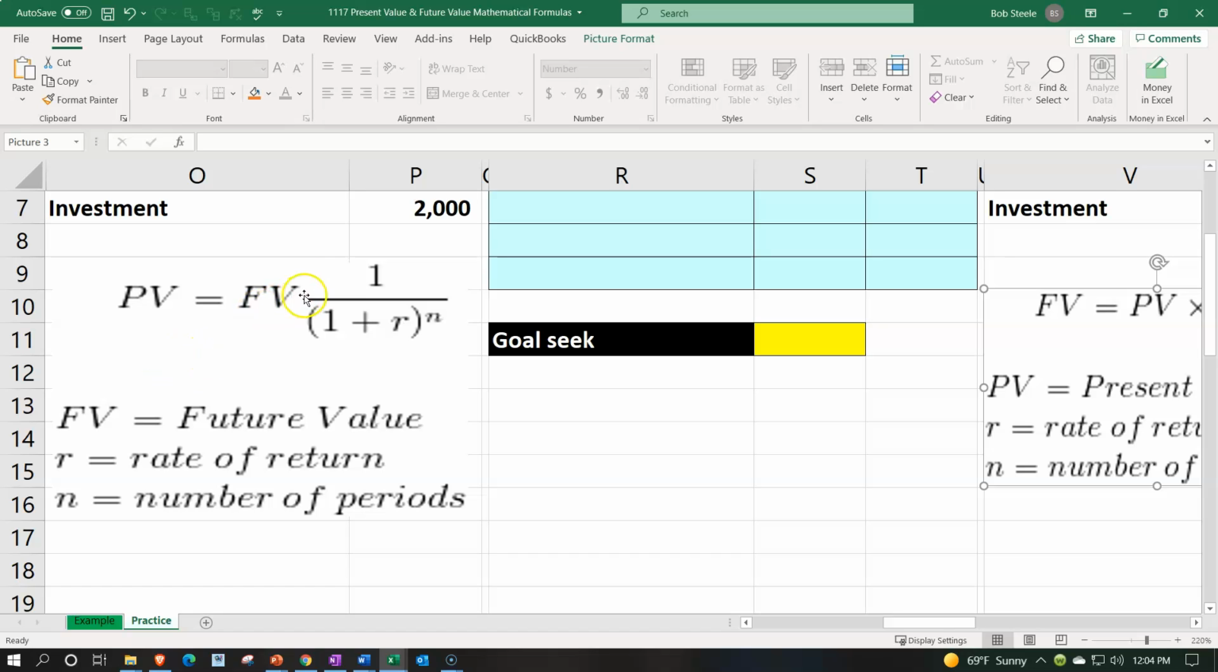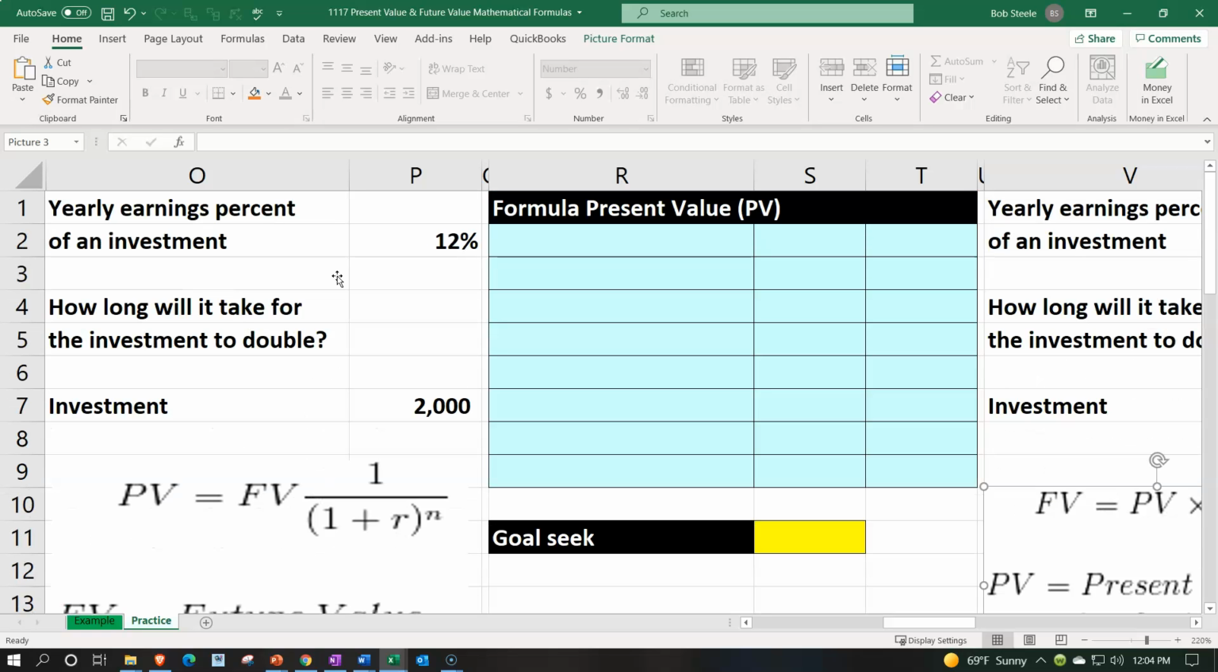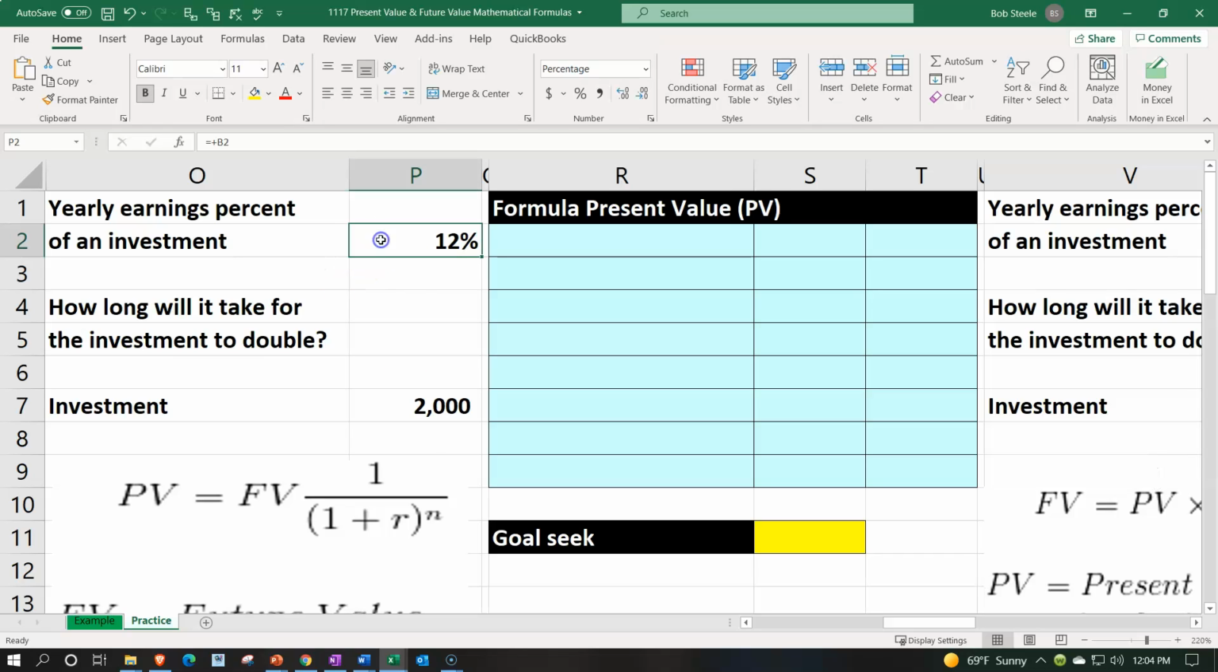And you could think about that as future value as the numerator over 1 plus R, which is the rate, to the N, which is going to be the number of periods. Now, obviously, we can just simply plug our information into that formula because what we have up top is the rate. So we know what the rate is. We know what the investment is, which we're going to assume to be 2,000.